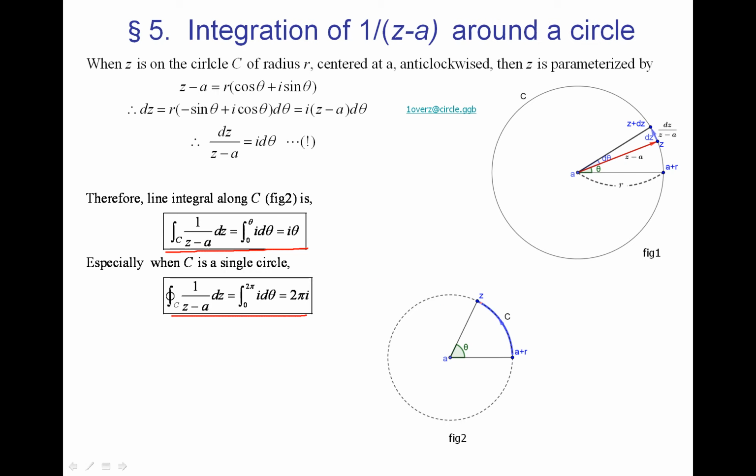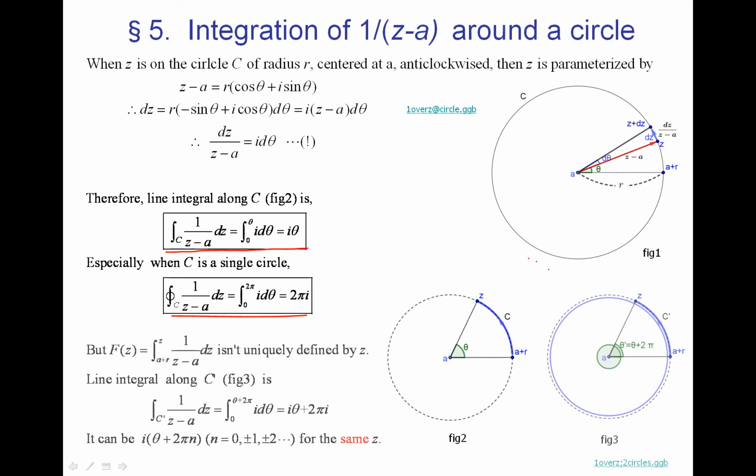Because to reach z, you don't have to go this way. You can circle one more. If you circle like this, integration is i theta plus 2 pi i. So there is always a 2 pi i n difference between these integrations, even if z is the same point. That's why the primitive doesn't exist.